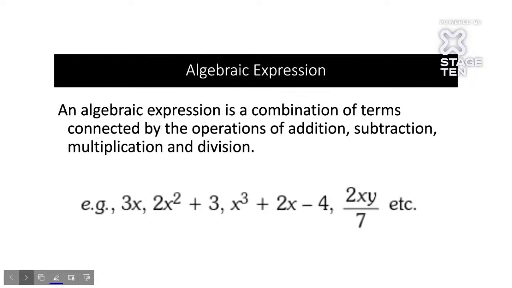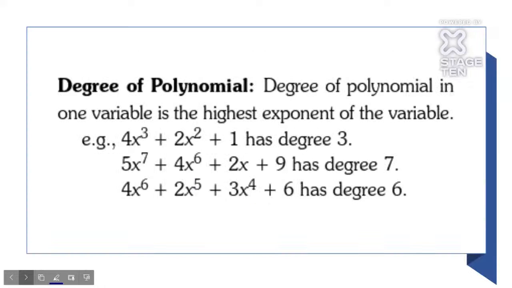Now what's an algebraic expression? An algebraic expression is an expression where there are operations, terms, variables, constants, and powers. All of them are terms and expressions. So 3x, 2x square plus 3, x cube plus 2x minus 4, all of these are various types of algebraic expressions.